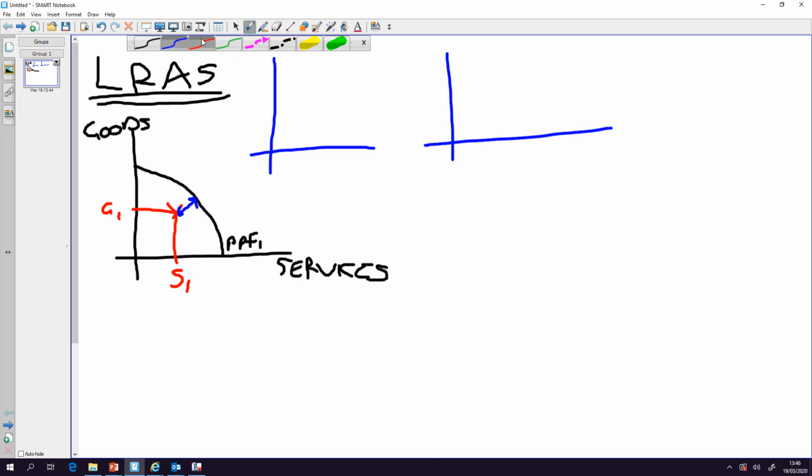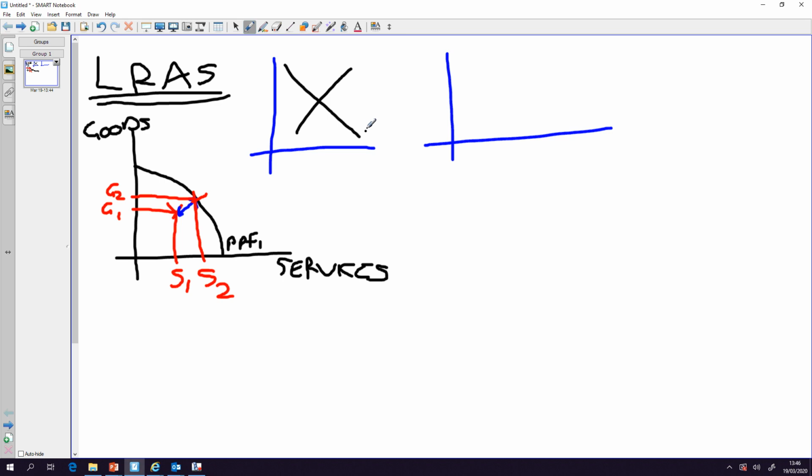Now, if we start off at G1S1, the value of all those G1s and S1s produced would give us the size of our economy. Now, if GDP was to increase to G2, S2, then it means that we're experiencing actual economic growth. Now, on an ADAS diagram, this will be shown in one of two different ways. So it could be caused by an outward shift in aggregate demand. So if AD moves outwards, firms have got to produce more output, so the quantity of goods and services and the value of them would increase across the economy.